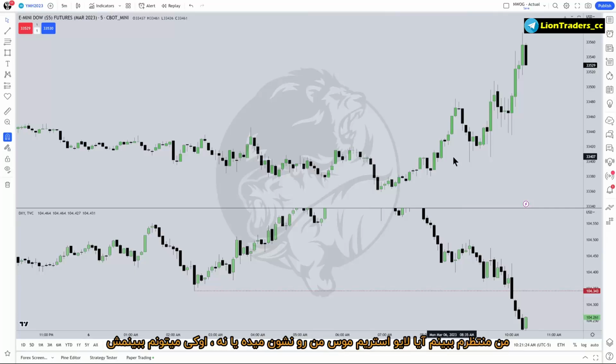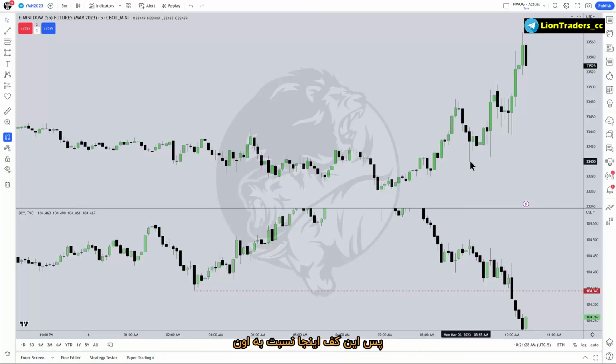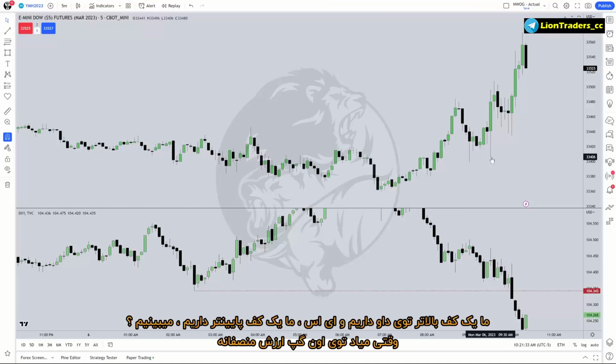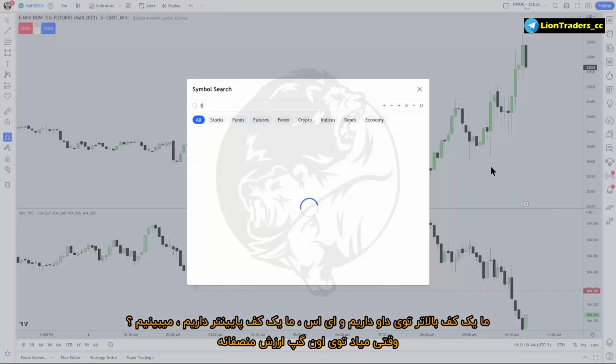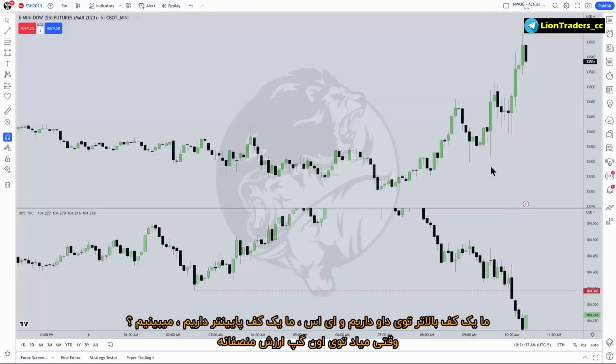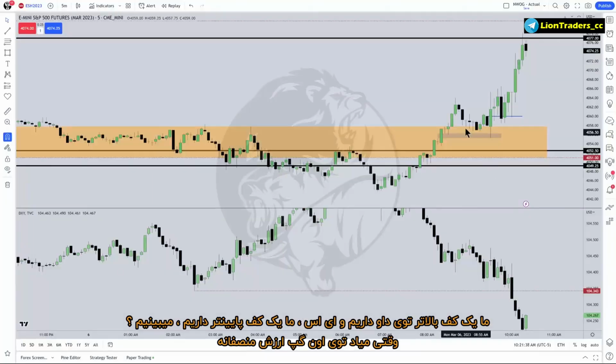I'm waiting to see if my live stream's showing my cursor. Okay, I can see it now. So this low here in relationship to that low. We have a higher low on Dow, and on ES, we have a lower low, comparably. See that? As it trades into fair value gap.